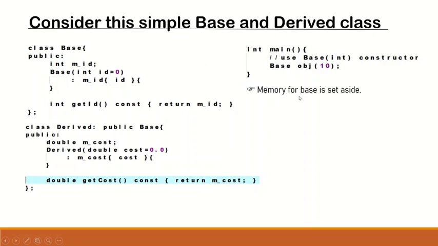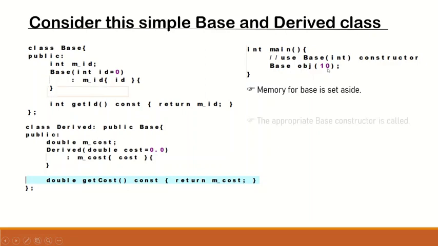How much memory is required? To know this, just look at the class definition. Inside the base class, we have declared one data member as an integer. How much memory is consumed by an integer data member? 4 bytes. So 4 bytes of memory will be given to obj.